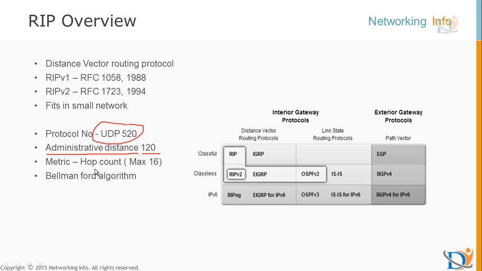The metric value is again a numerical value, based on which devices take a decision and define the best path. The metric value for RIP is hop count, maximum 16. So 0 to 15 is the hop count range, and the algorithm used by RIP is Bellman-Ford, routing by rumor. RIP sends periodic updates because all the devices need to tell all their neighbors what information they have. Whatever information they have, they need to tell their neighbor, and the neighbor needs to tell their neighbors.